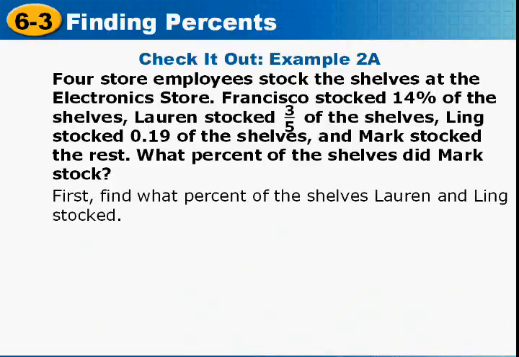Alright, first, find what percent of the shelves Lauren and Ling stocked, because Lauren stocked a fraction of the shelves and Ling stocked a decimal of the shelves. So we're going to need to change all those to percents. Francisco already is in percents.